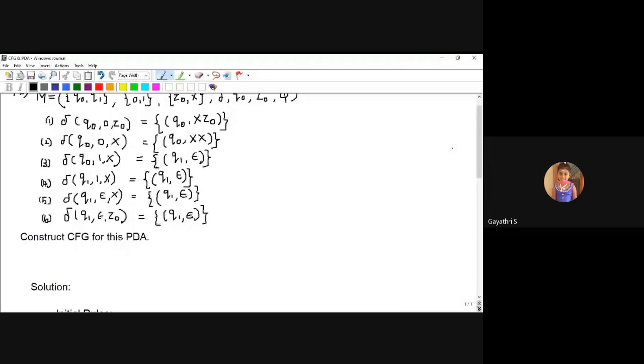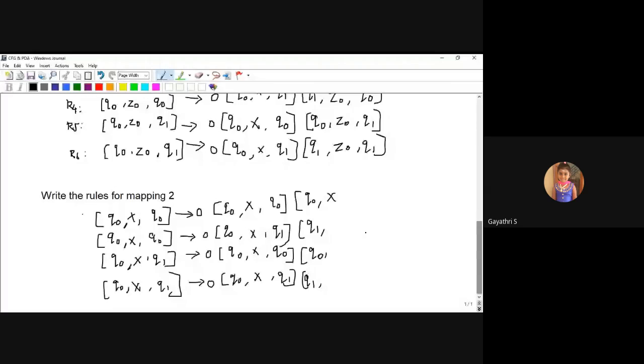So this is for the next X, because number of variables X, X. Second X. What is the third element? Here, 2 times Q naught, 2 times Q1, Q naught.